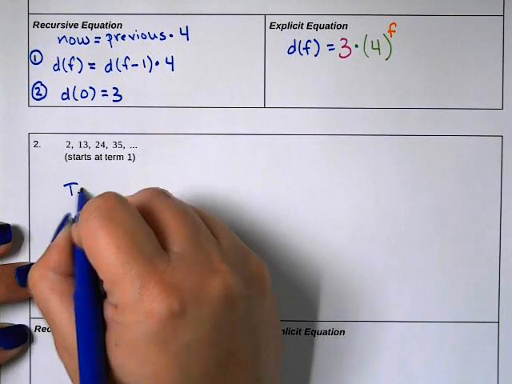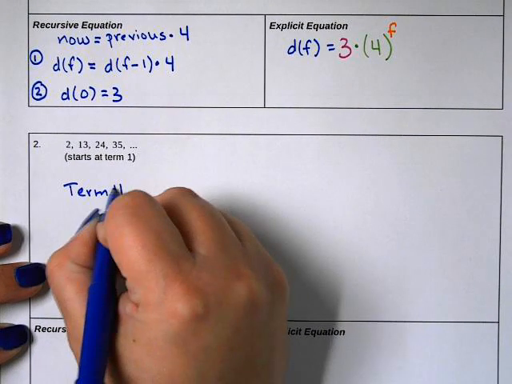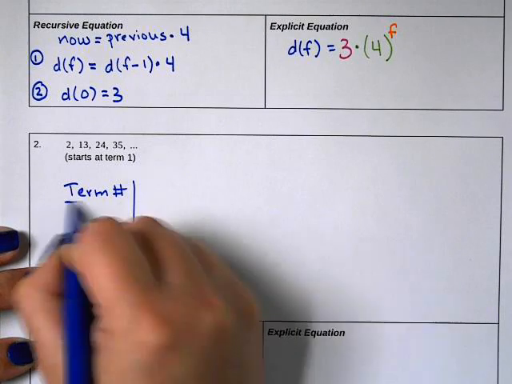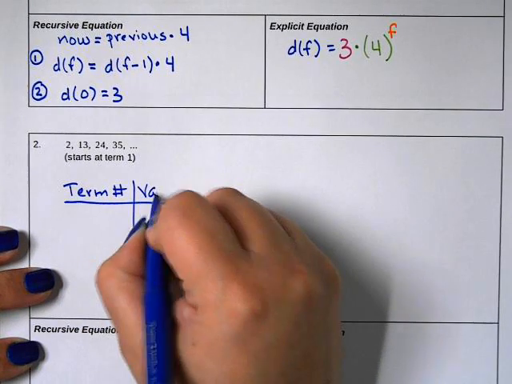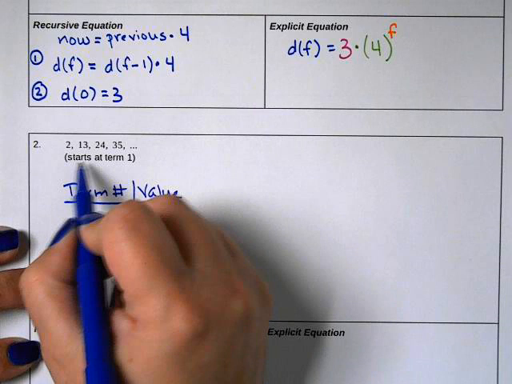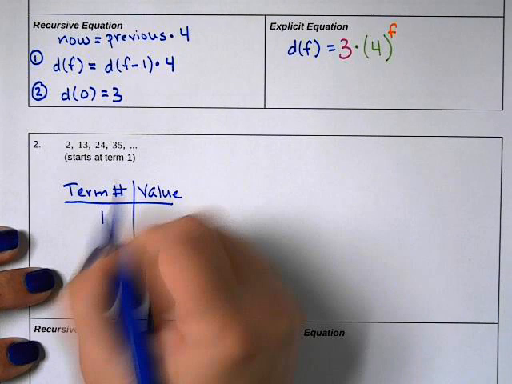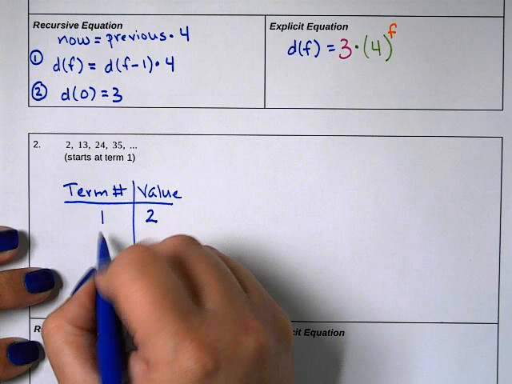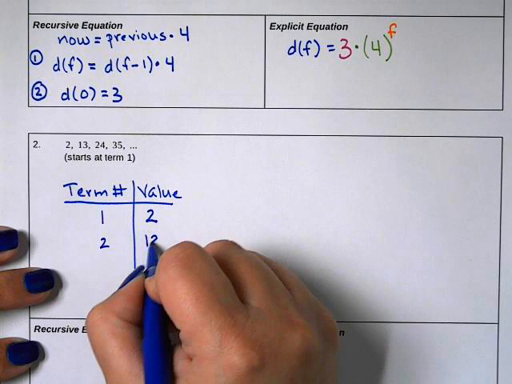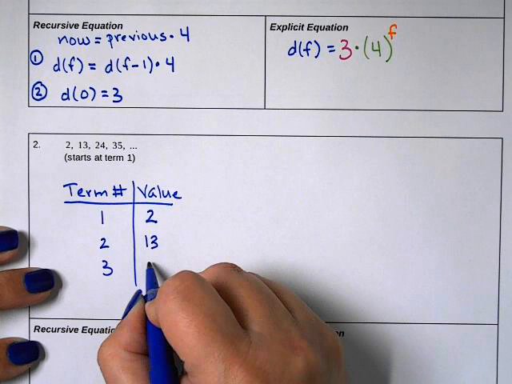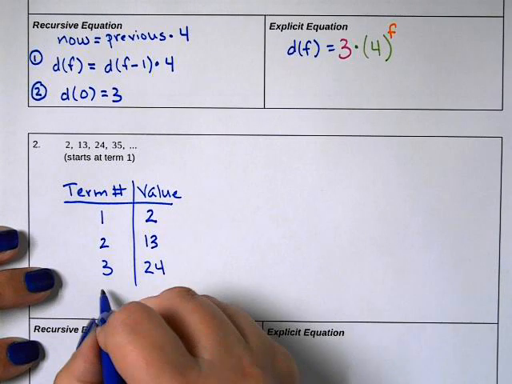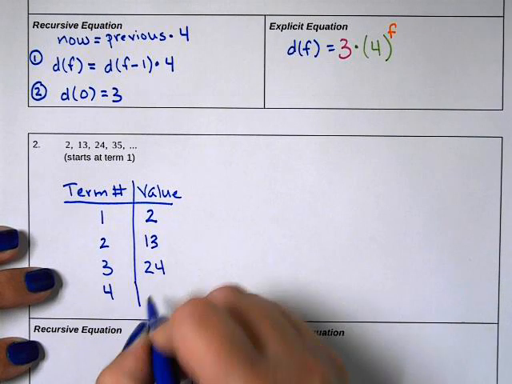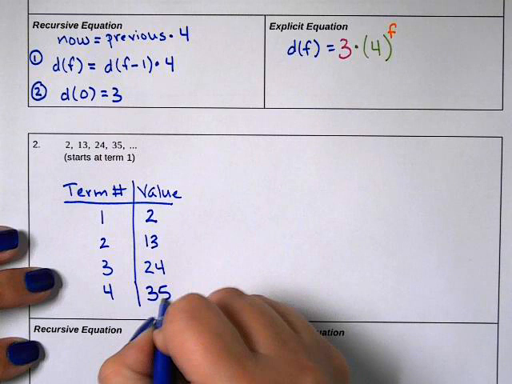And I'm going to say term number, and I'm going to write out the values. So this says it starts at term 1, and term 1 is actually 2. So then my second term is 13, my third term is 24, and my fourth term is 35.